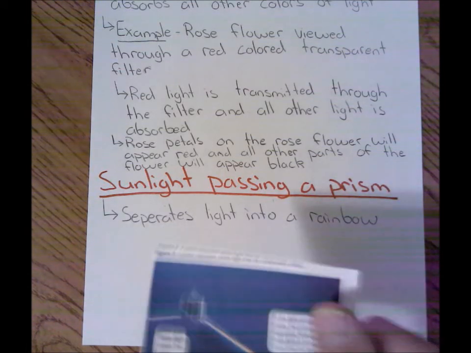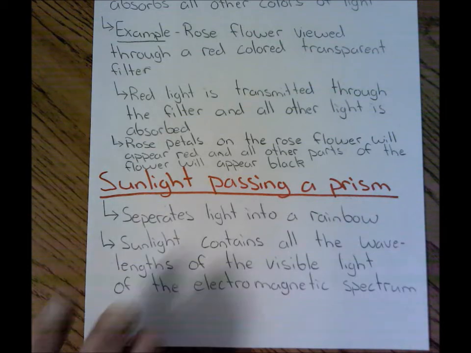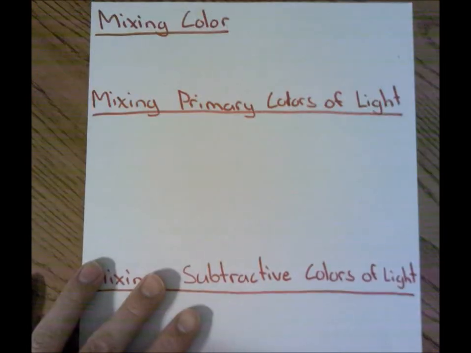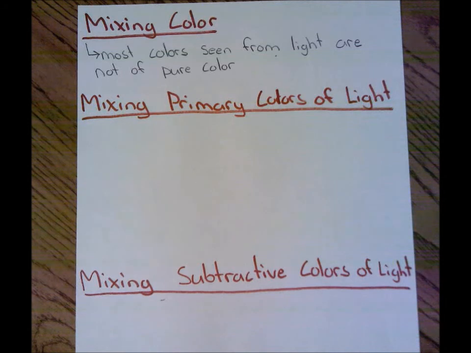So our final part that we're going to talk about in notes is what happens when we mix different colors of light. Now, the key word here as we transition is mixing light. I know some of you might have a background in art, but we have to keep in mind here that we are dealing with light and not art. So the first thing here is this. Most colors seen from light are not pure color. So what that top statement means is that most of the time when we see color, it's a mix from different types of lights or different colors of lights.